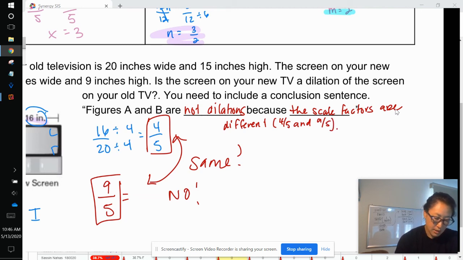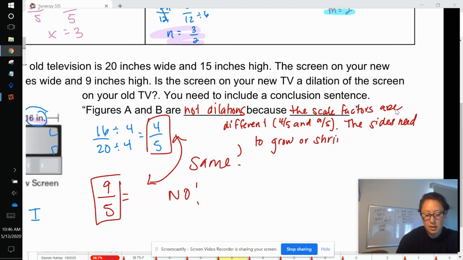The sides need to grow or shrink by the same scale factor. If not, your shape is just a whatever. It's not a dilation.